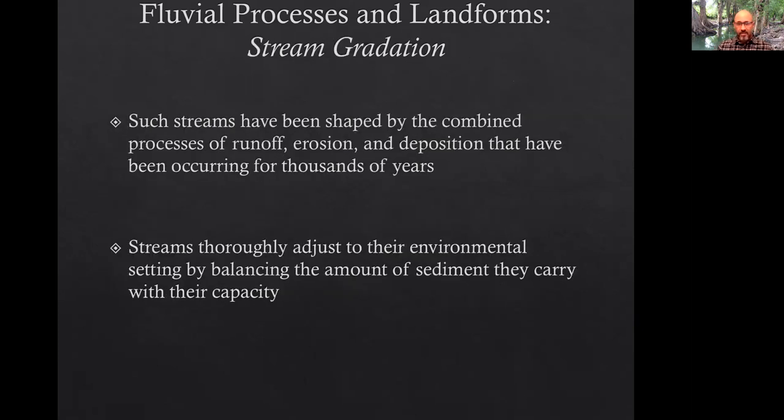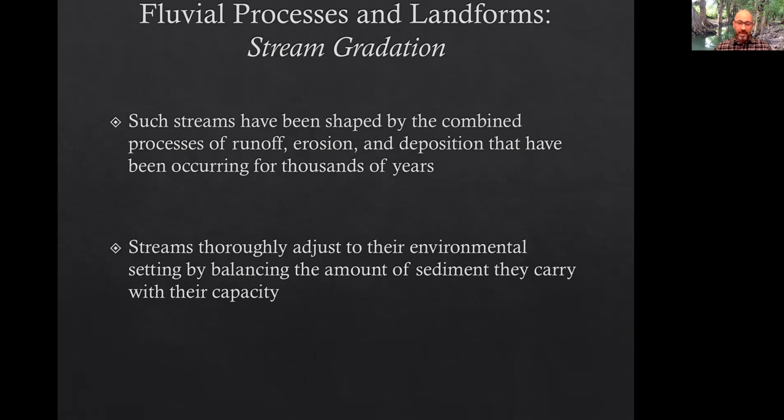So let's take a look at this process of streams as a land shaping process, moving material from up high to down low through erosion and then deposition. That's called stream gradation. Streams are shaped by the process of water running off of the surface, eroding away the material, and then as it slows down in certain parts of the stream channel, depositing some of the material it was carrying and creating a path for it to move through the landscape, which is not fixed.